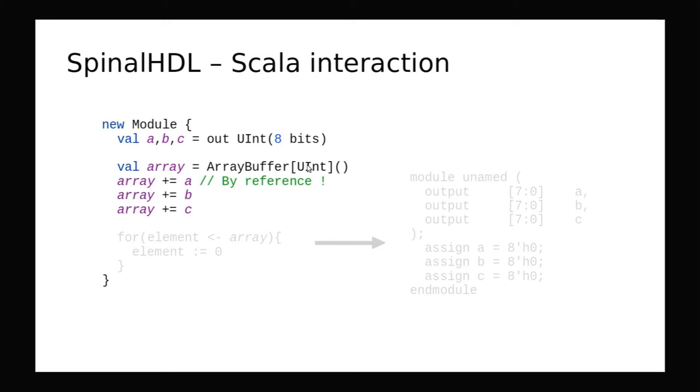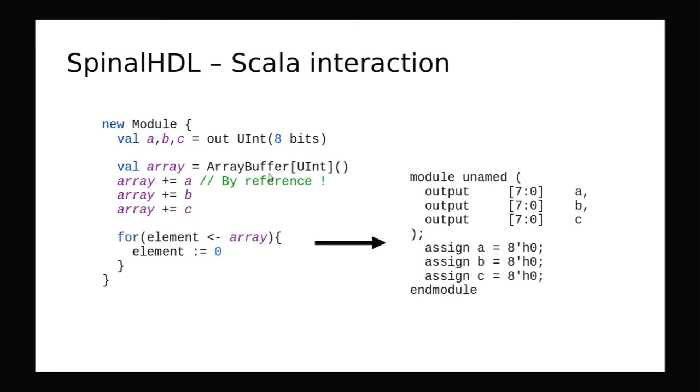And so you can store a reference to hardware signals of the netlist like this, like, you add A, B, C in our array. Then write, for instance, a for loop, which will iterate over all the elements of our array, and we will assign each of them to zero. And as you can see here, the generated netlist will be kind of unrolled.